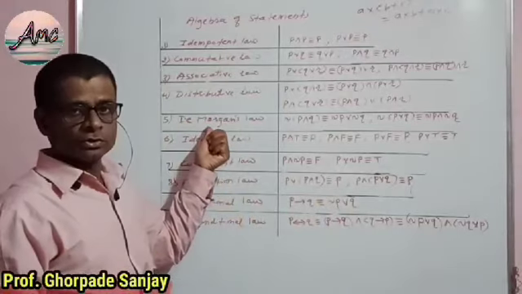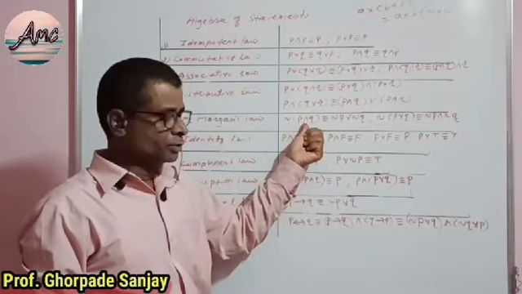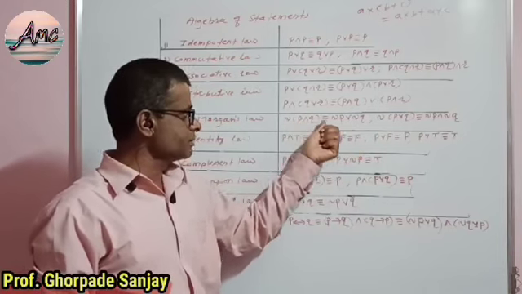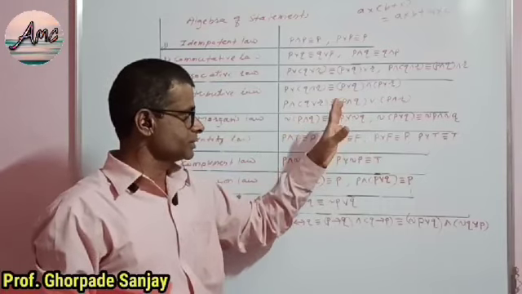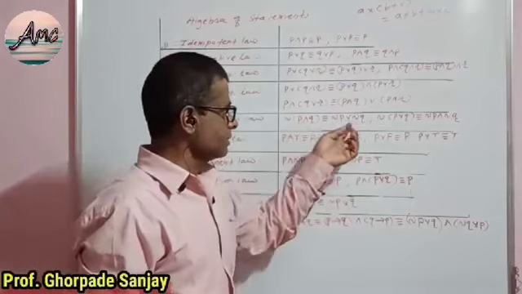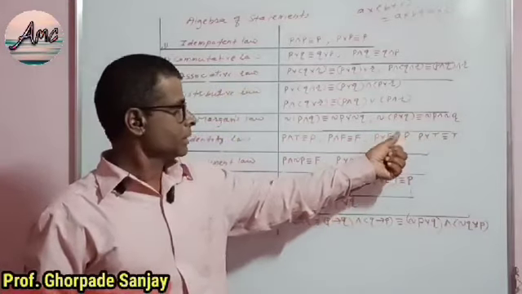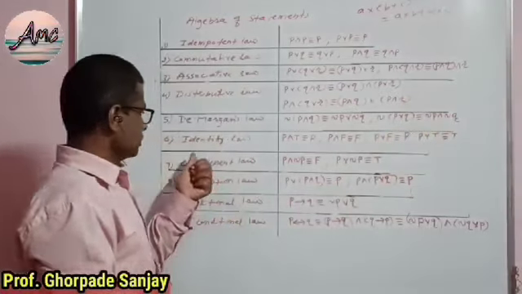Then De Morgan's law. If you take the negation of conjunction of two statements, conjunction changes to disjunction, and you have to write the negation of each statement. So that is negation of (P conjunction Q) equal to negation of P disjunction negation of Q. The same rule is applicable in terms of disjunction. Negation of (P disjunction Q) is equal to negation of P conjunction negation of Q. Disjunction changes to conjunction.